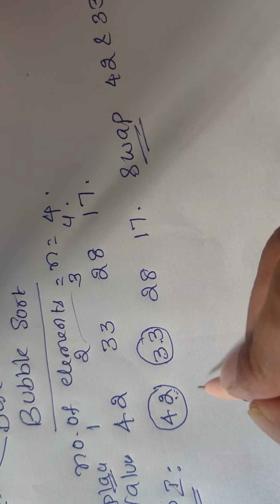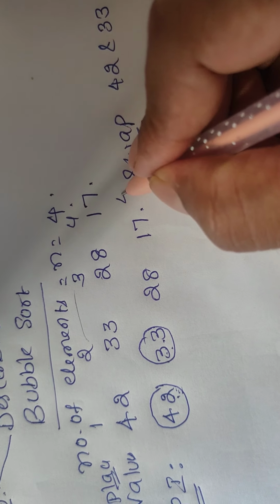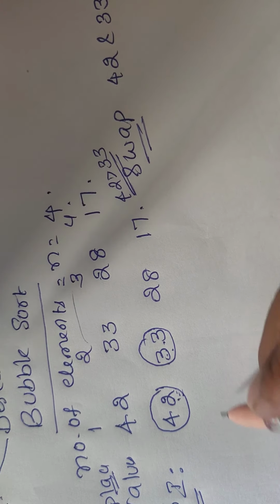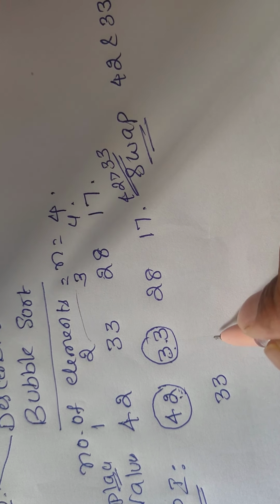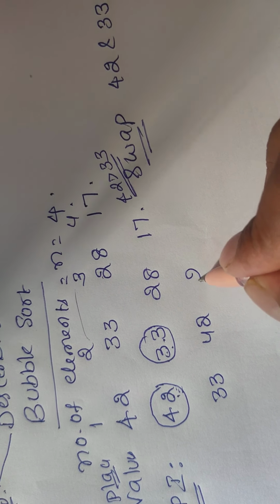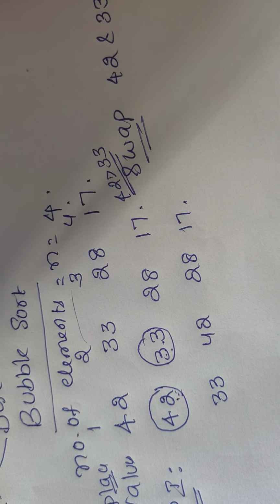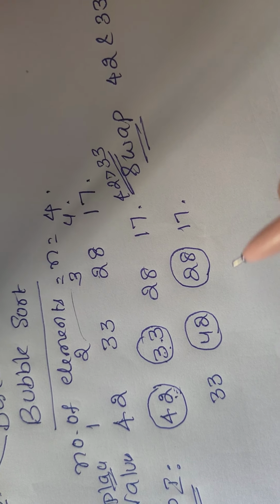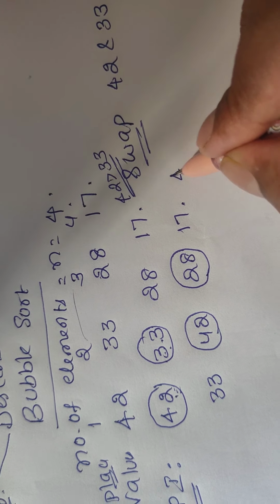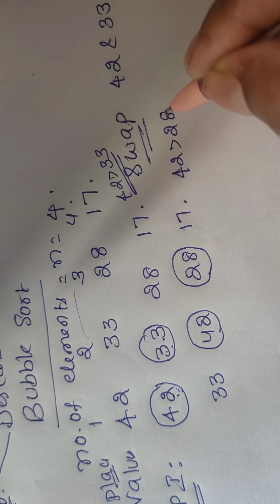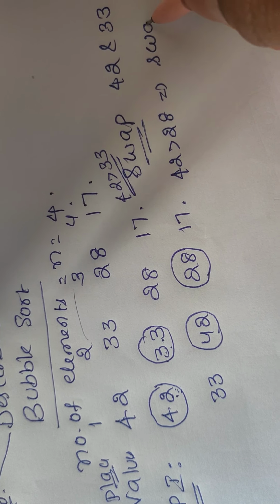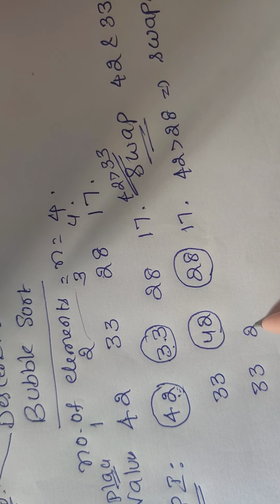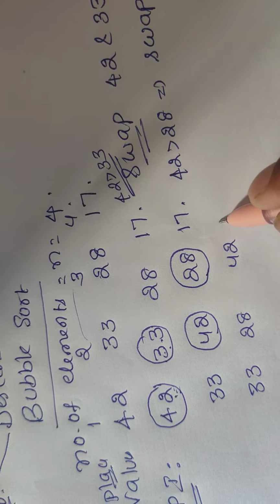Since 42 is greater than 33, we swap 42 and 33. So that gives 33, 42, 28, 17. Once again 42 is compared with 28. 42 is greater than 28, yes, so we use swapping. The answer is 33, 28, 42, 17.